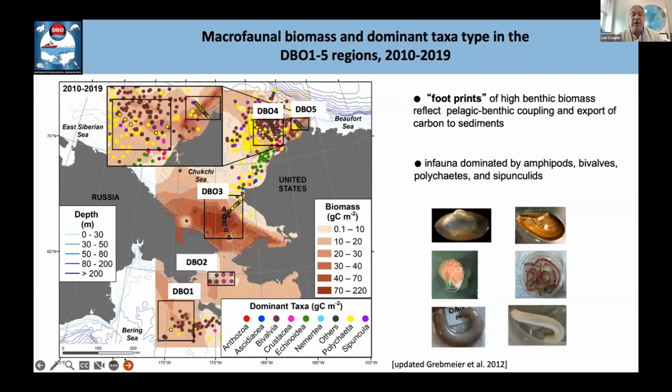And this is just an example from the past decade. The different colors correspond to different dominant animals at each of these sites. So, for example, the yellow are polychaetes or marine worms. The brown are bivalves, and that makes sense as to where we see walruses, for example, in the winter, both just north of Bering Strait as well as southwest of St. Lawrence Island.